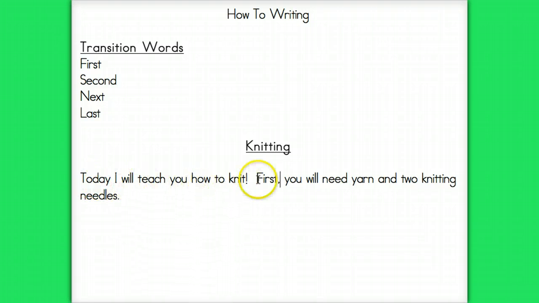So listen to me read. Today I will teach you how to knit. First, you will need yarn and 2 knitting needles. So do you see how I paused for a second after I said first? So you will always need to add commas after your transition words when you're writing. Okay? So there's my second sentence. Now I'm going to give you one more step. Next, comma, you will knit a scarf.